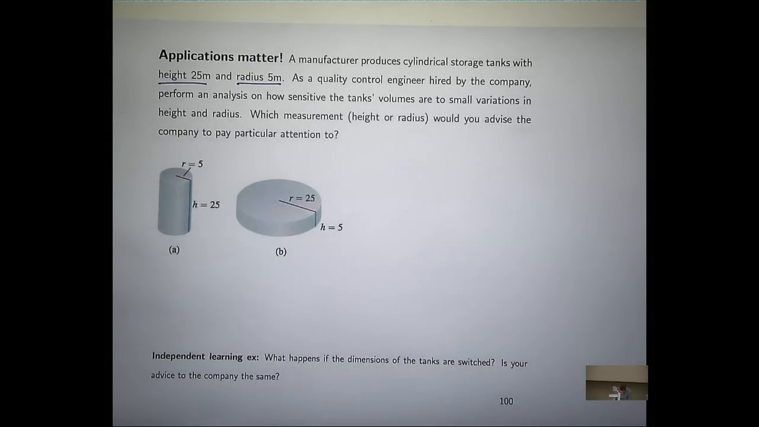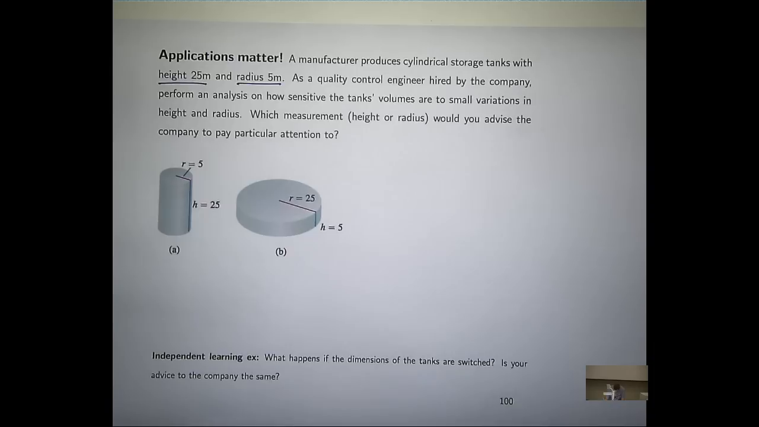And in particular, your job is to come up with one of these measurements to really closely study. Which one? Should it be the radius or the height? It's a good question. Anyone want to suggest how we might determine that? Will a small change in the height lead to a massive change in the volume, or will a small change in the width, in the radius, lead to a massive change in the volume? What do you guys think?